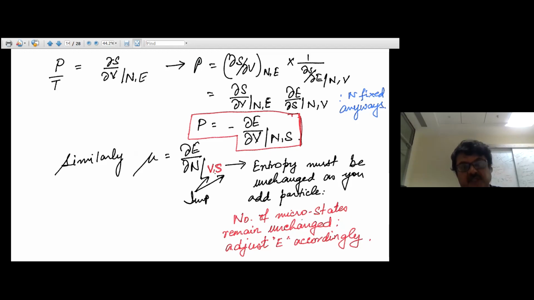No, so that's not how to do it. You want to look at, when you add a particle, how much the system changes, keeping the total number of microstates unchanged, so that entropy remains unchanged. And that is the meaning of chemical potential. It's not just about adding another particle. You adjust the energy as well, so that the total number of microstates remains the same. And then you measure del E del N, keeping that condition intact. So it's a bit more tricky.